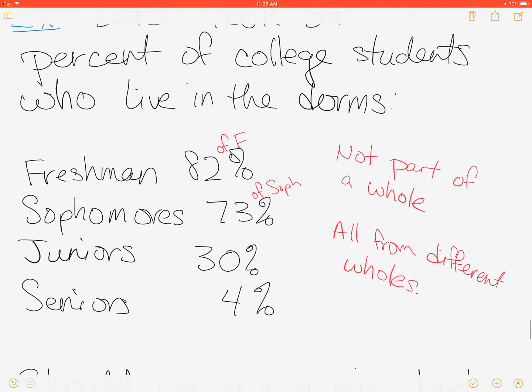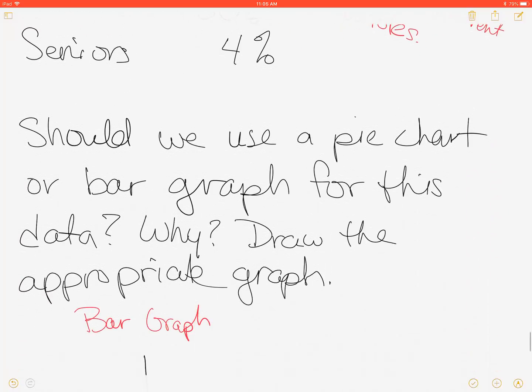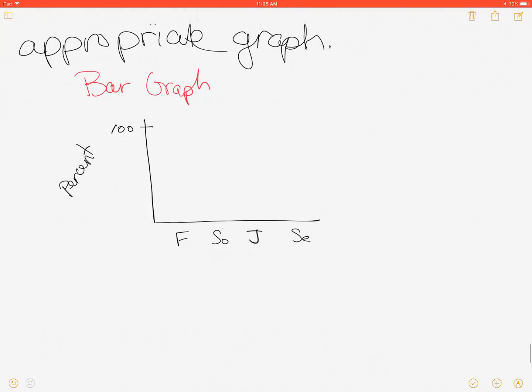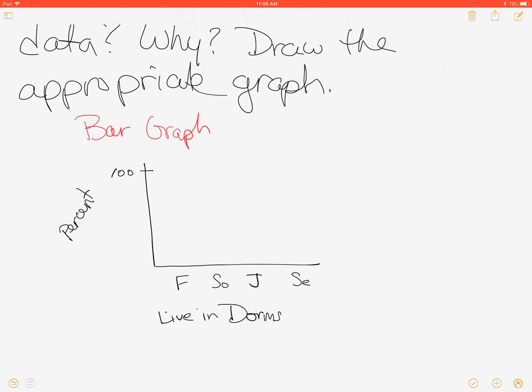And always check your numbers before you're making your tick marks. My numbers go all the way up to 82. So maybe I'll actually start at 100%, and you can either write the percents there or you can just write percent over here. And it's a good idea to give titles. So this is percent who live in dorms. So halfway between 0 and 100 is 50.